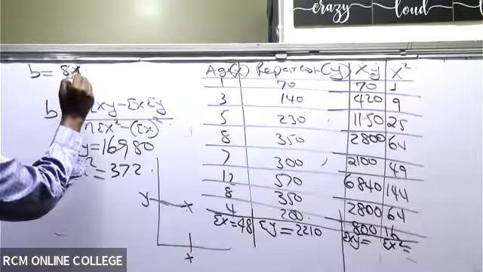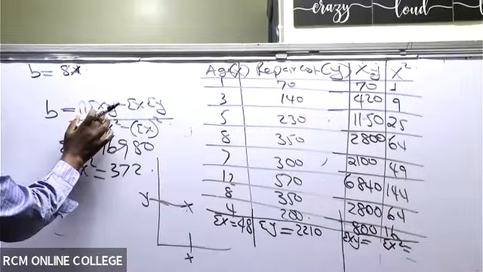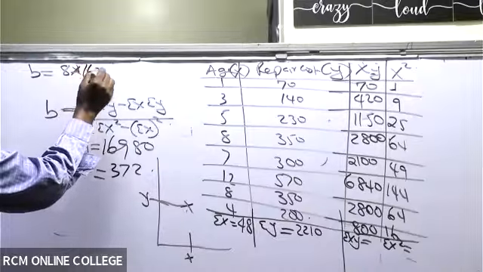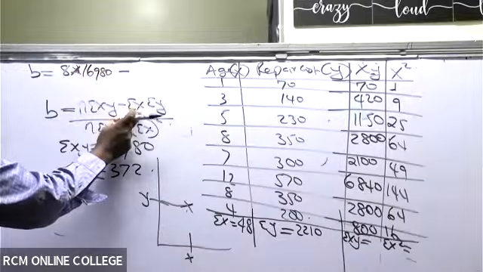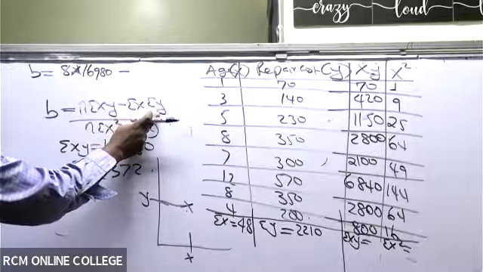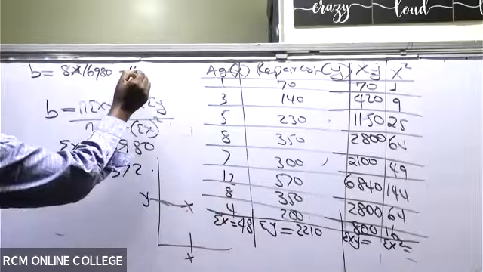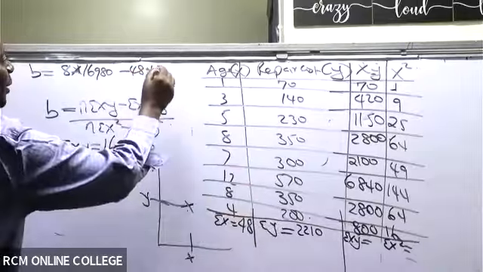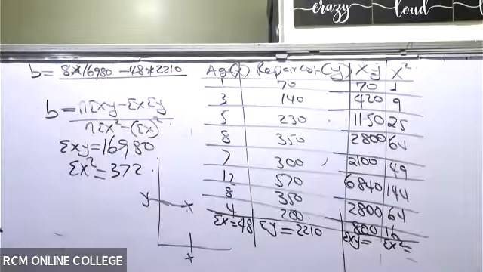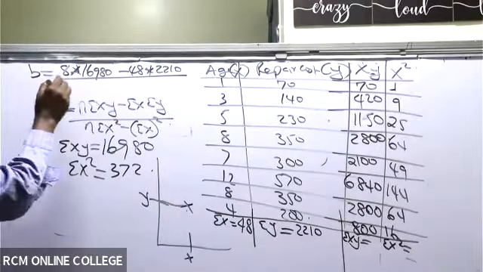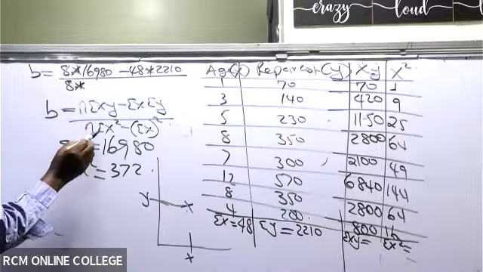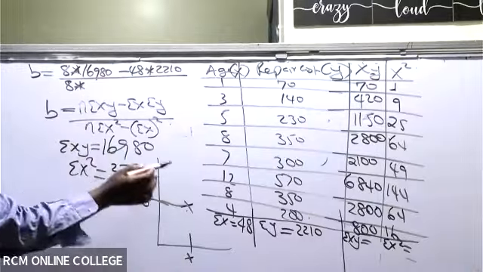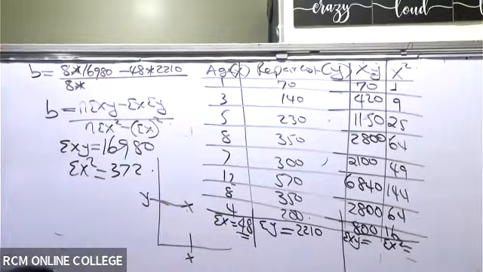So 8 times sum of xy. Sum of xy, we have it here. It is 16,980 minus sum of x, which is 48, times sum of y. Sum of y is 2210. All over n again, which is 8, times summation of x squared. Summation of x squared, don't take this sum of x, then squared, no.